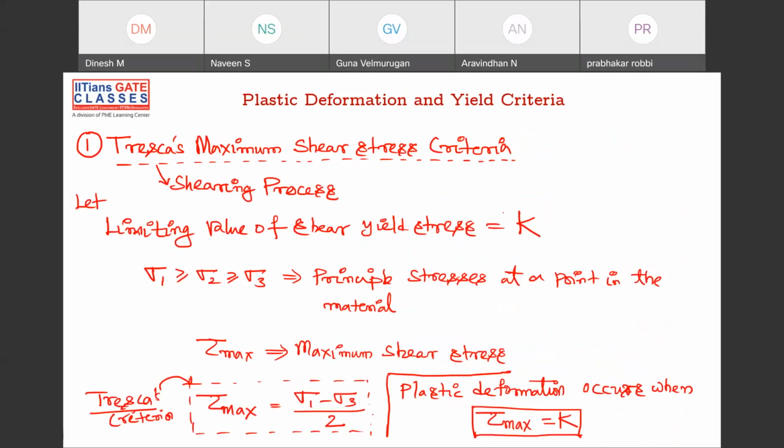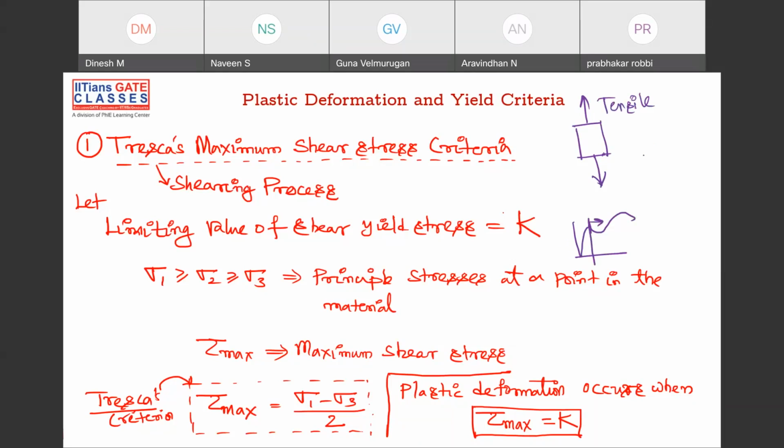Next. So I told you that please do refer or revise Tresca's maximum shear stress criteria. So here, let us assume that we are doing a test on a specimen. If you're doing a test, what happens? This is a tensile stress. So it's going to yield at some point. That is what you have seen, right? This is where the yielding is happening. After this is the plastic zone. So this is tensile, right?